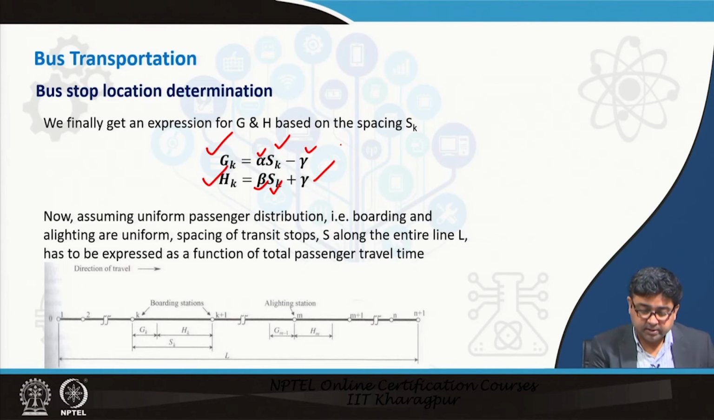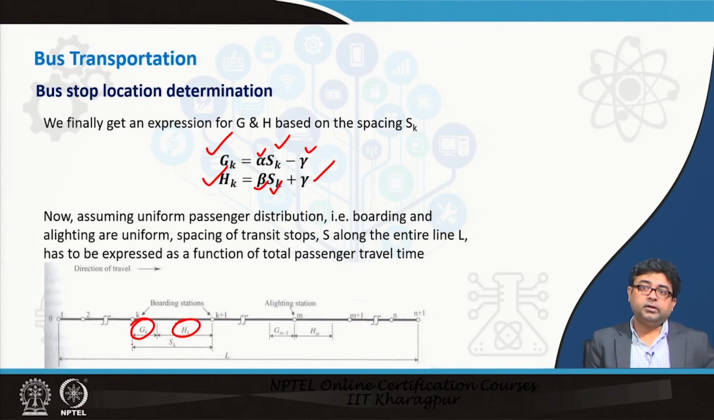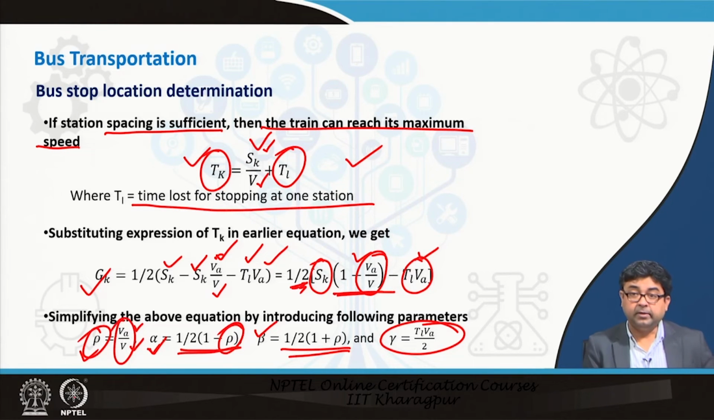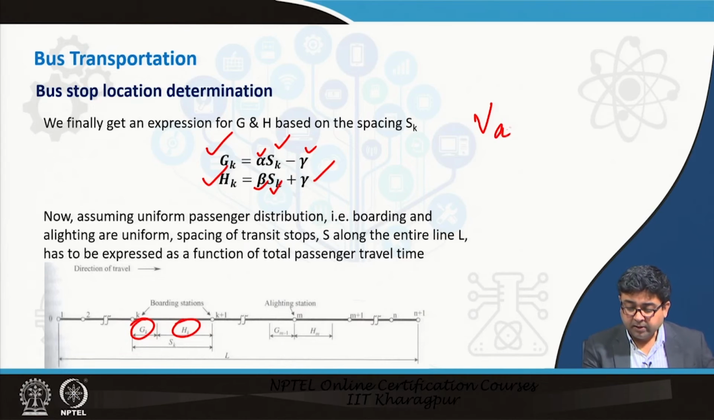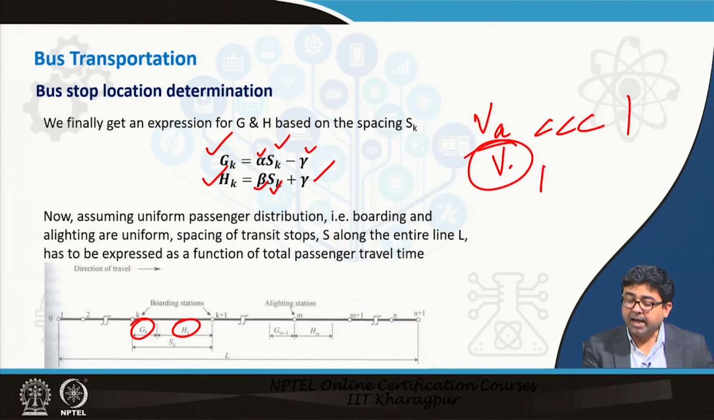So, what this tells you is Gk and Hk. Again remember, Gk and Hk are the market shed lines or passenger shed lines that we are trying to determine, which will allow you to know the spacing between two stations. Now, what this tells you is Gk and Hk are governed by alpha or beta, which are again governed by rho, and rho is nothing but Va by V. So, what this is telling you is when Va by V becomes very less, meaning this is too high and this is too low.